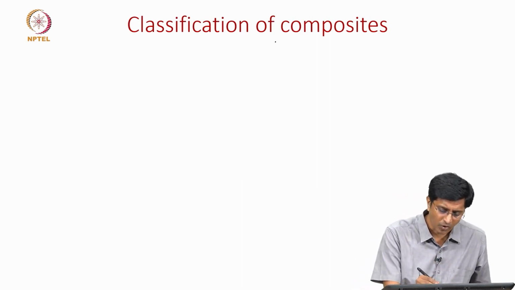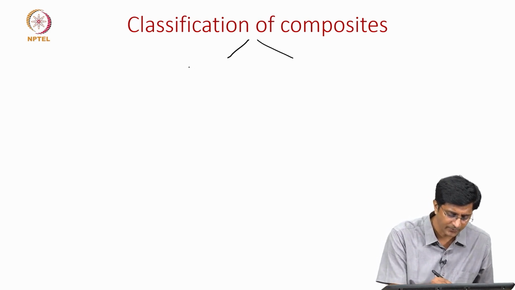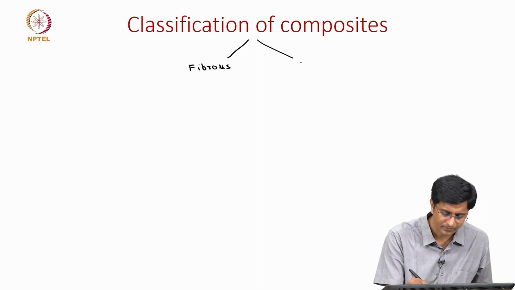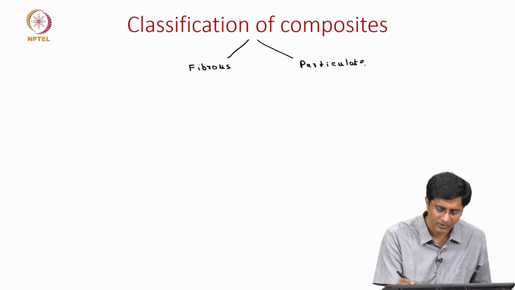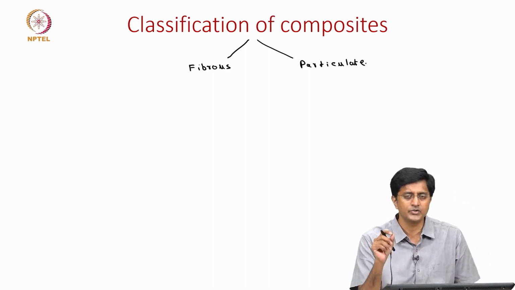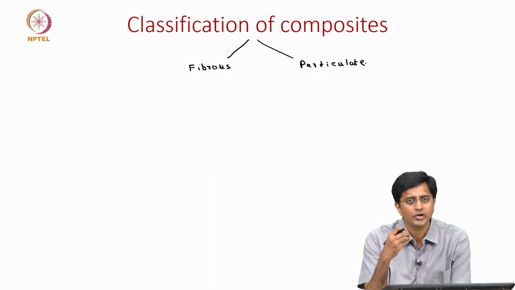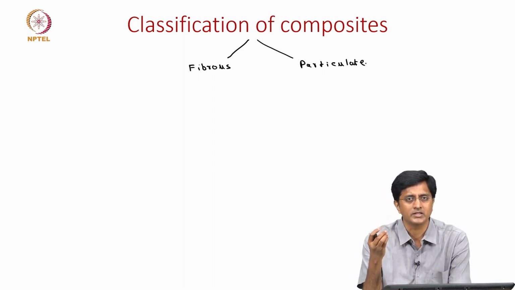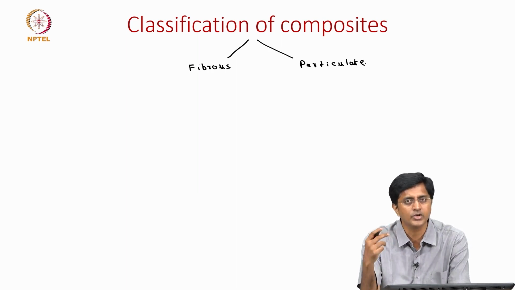So, the broad classification can start with fibrous and particulate, meaning we either use fibers or we use particles. Whenever we talk about adding nanoparticles, those are also composites, sometimes called nanocomposites, because we are using nanoparticles to reinforce the polymer or reinforce the composite.